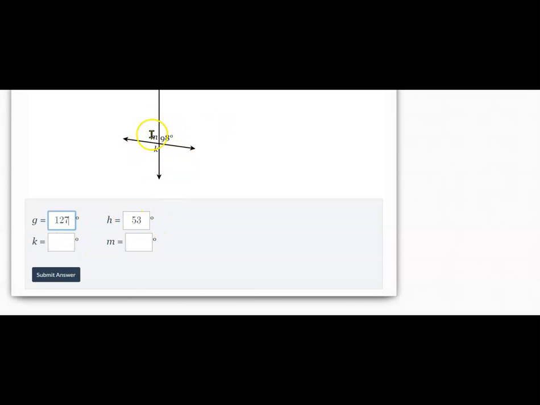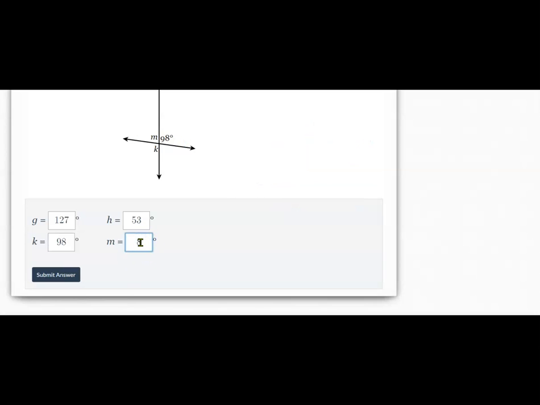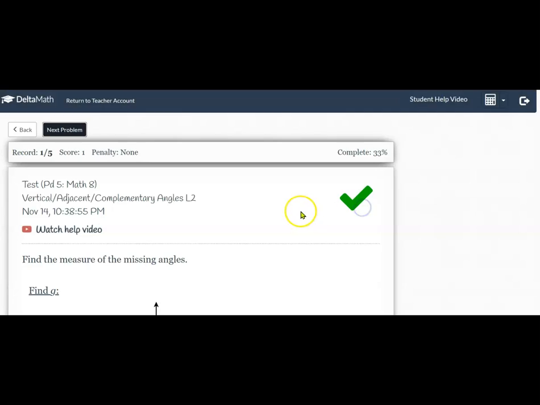Now let's look at this lower pair of angles. Again, 98 is vertical to K, so therefore they're equal. So K is also 98. But M and 98 are a linear pair, or supplementary. Use your inverse operations to isolate your variable. Now we've got our last measure. Submit your answer and check your work.